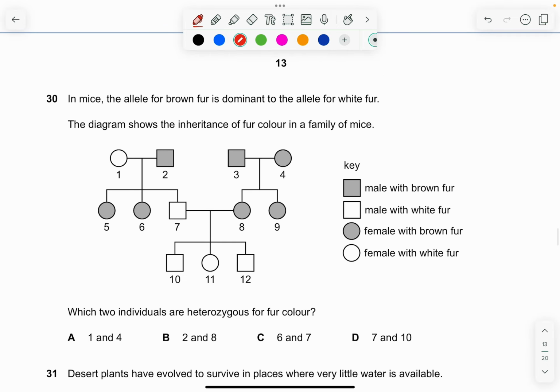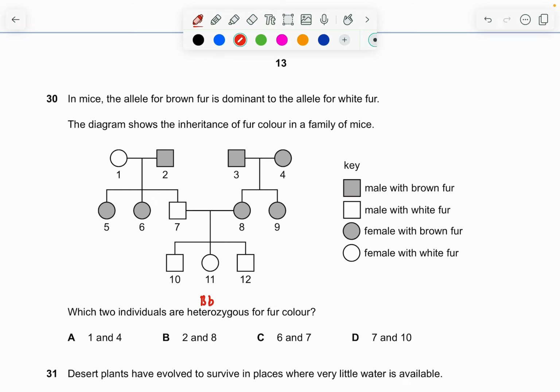Question 30. In mice, the allele for brown fur is dominant to the allele for white fur. The diagram shows the inheritance of fur color in a family of mice. Which two individuals are heterozygous for fur color? Heterozygous can mean either big B, small b. For this one, they are not asking you about a sex-linked gene. This is more of the regular dominant allele type.